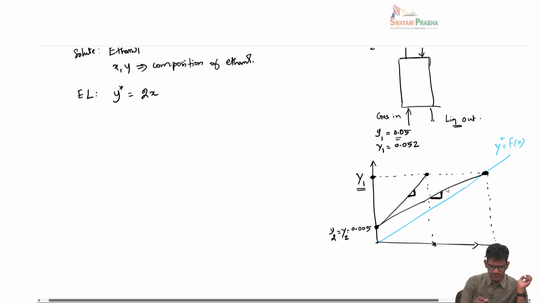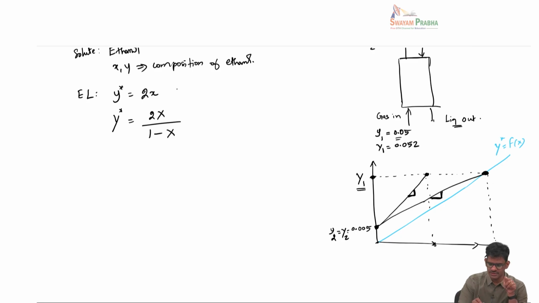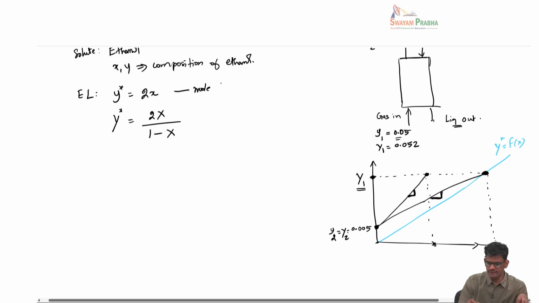The first thing you have to do is convert this mole fraction based equilibrium line into a mole ratio based equilibrium line. Okay, so then you will get this. If you do this, you will get this as the equilibrium line. So this is in mole fraction units, and this is in mole ratio units.